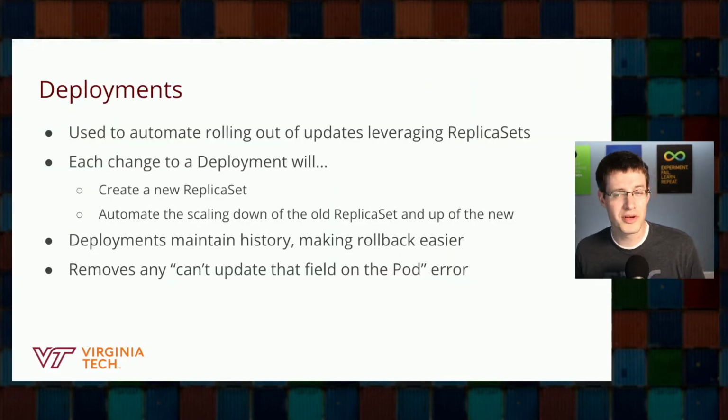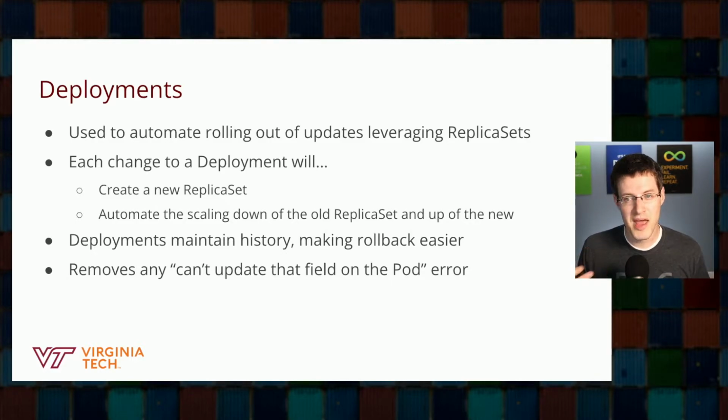Okay, so deployments are used to automate the rolling out of new pods, and to jump into the last bullet point, it removes the "hey, you can't update that field on the pod" errors. And I know many people have run into this with the hands-on, that they're trying to add an environment variable or change something about a pod. They apply the pod and it says, boom, you can't do that. And so you have to delete the pod and restart the pod.